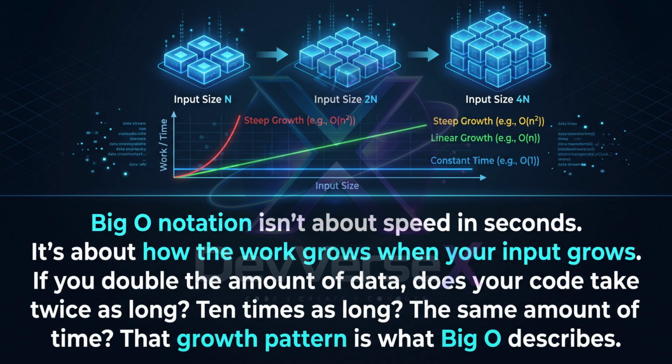Big O notation isn't about speed in seconds. It's about how the work grows when your input grows. If you double the amount of data, does your code take twice as long, 10 times as long, the same amount of time? That growth pattern is what Big O describes.